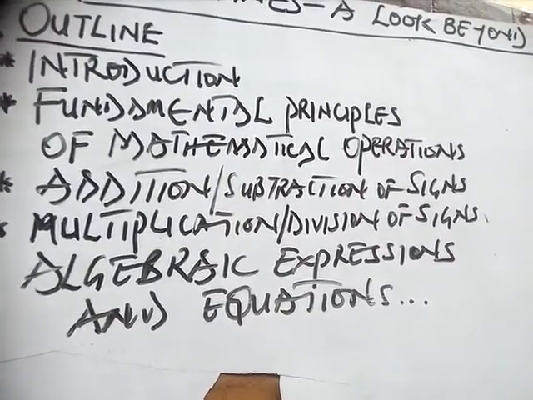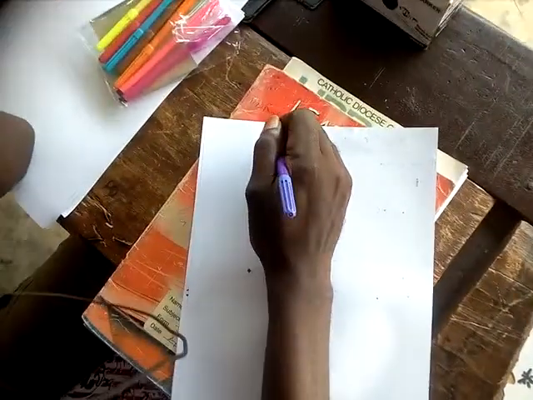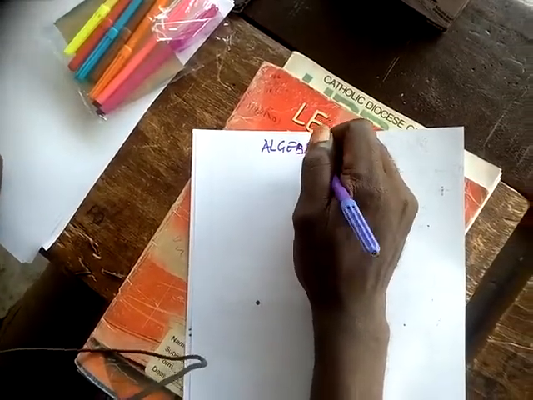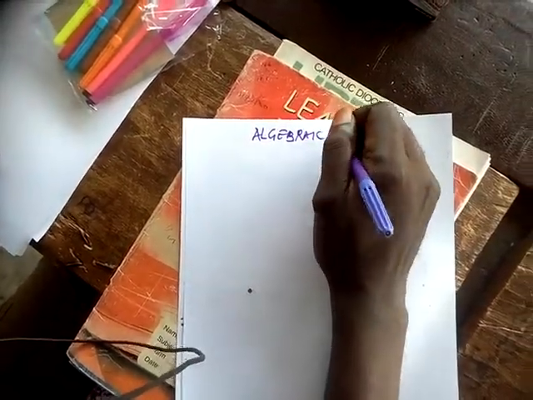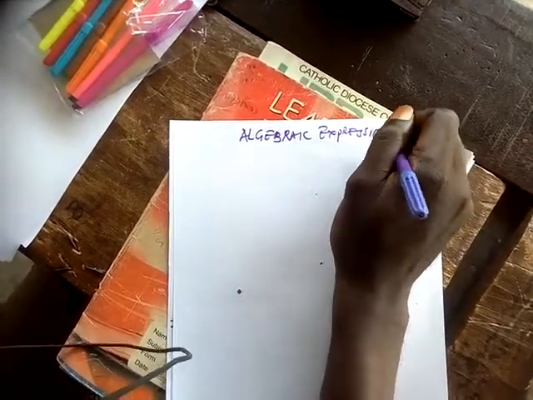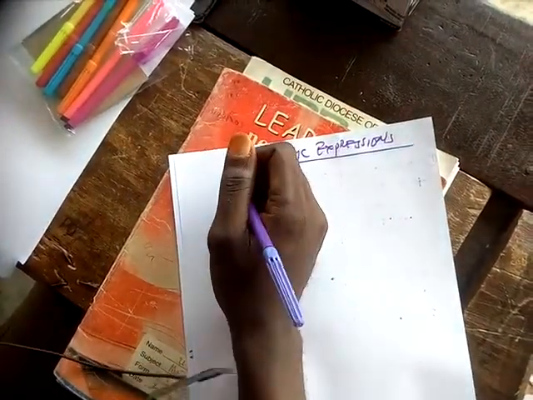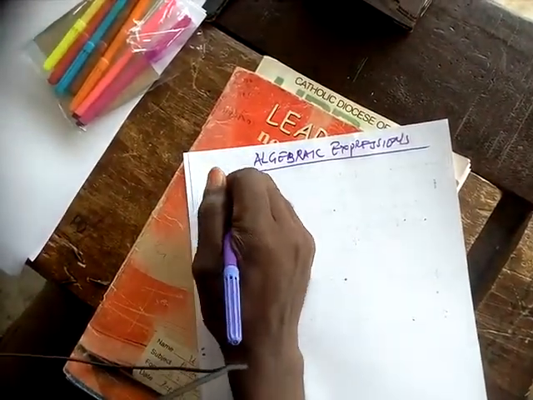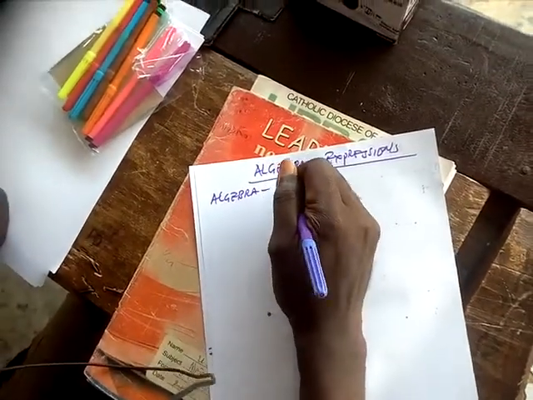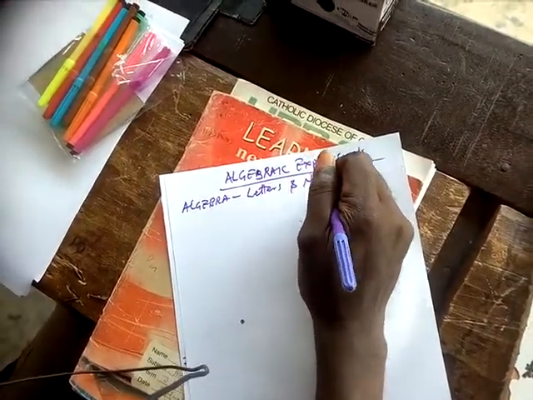In algebraic expressions, we have keywords we have to know. Algebraic expressions. Algebra, that's the keyword. Algebra deals with letters and numbers.